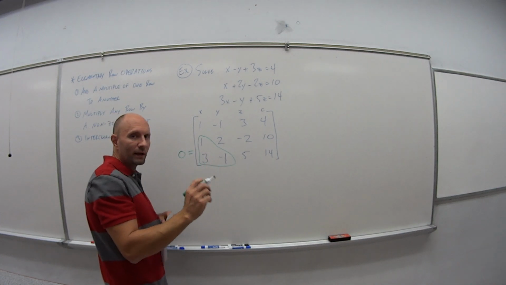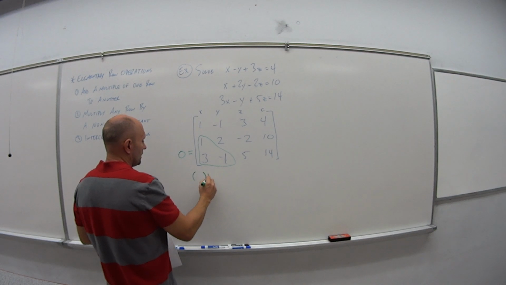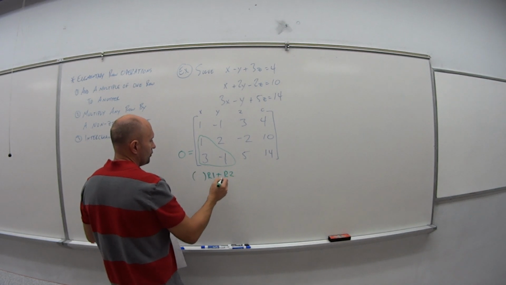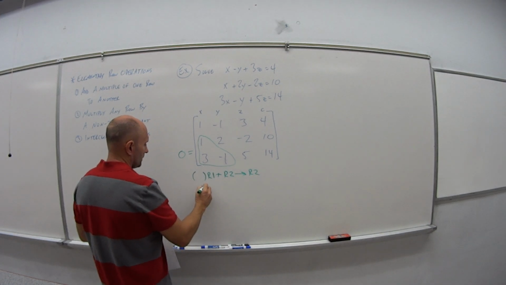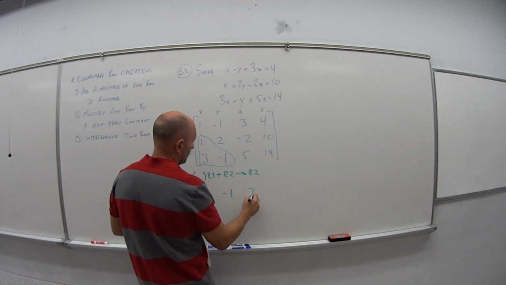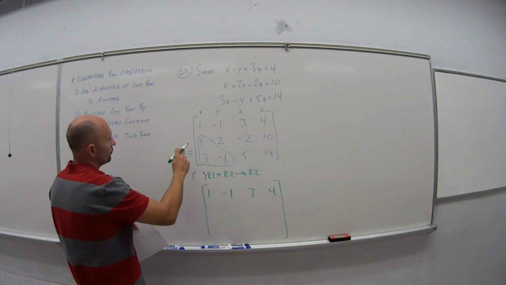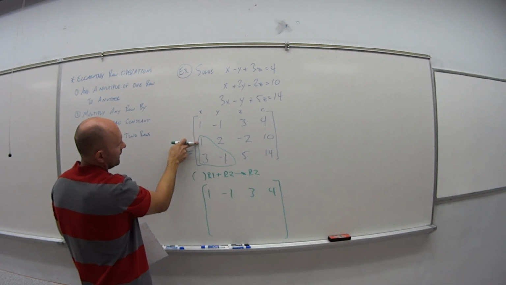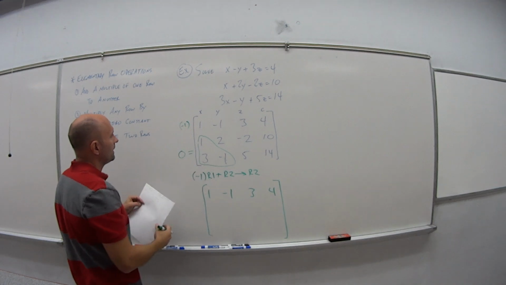The way I'm going to write this so I can keep it straight is I'm going to say some value times row 1 plus row 2 gives me a new row 2. So I'm leaving row 1 as it is: 1, negative 1, 3, 4. What value do I have to multiply this by? Well, if I multiply it by -1 and then I add it here, that gives me 0, right? So I'm going to multiply row 1 by -1.